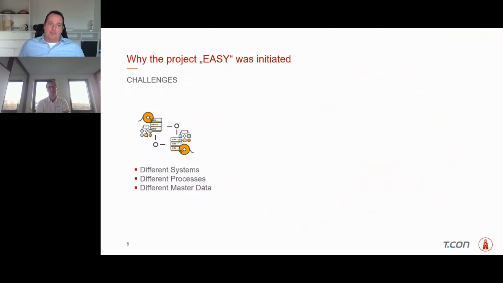We needed to make sure that the processes within the company work together, and those were really major issues. People in the company were spending lots of hours making sure that the processes between our different segments were working. So that was one major issue which we were facing at that point in time.